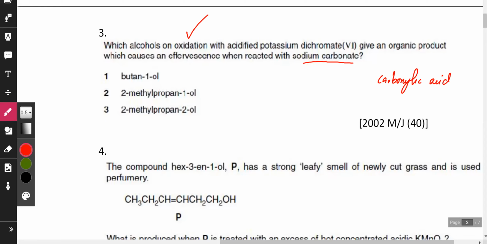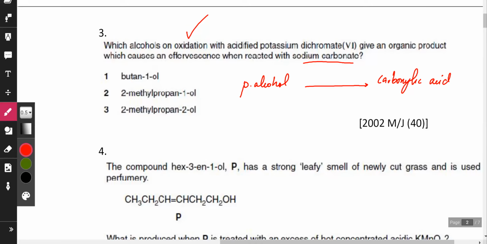Now, what would be the original alcohol? Is it going to be a primary, secondary, or tertiary alcohol? Primary. So it's going to be a primary alcohol. So basically, we're looking for a primary alcohol because only they produce carboxylic acids. They turn into aldehydes and then they turn into carboxylic acids. So which one do you think is a primary alcohol? You have three options: one, two, and three.